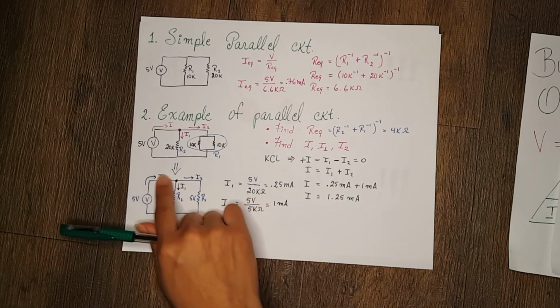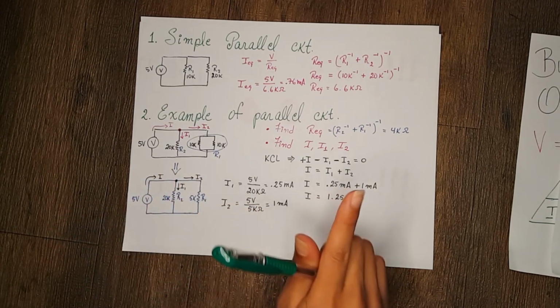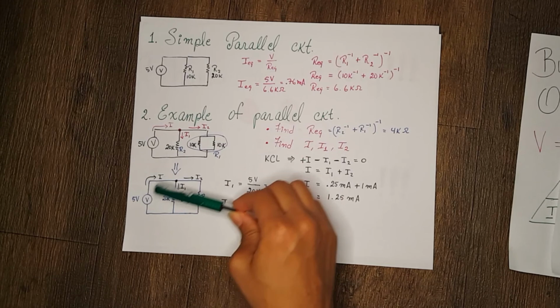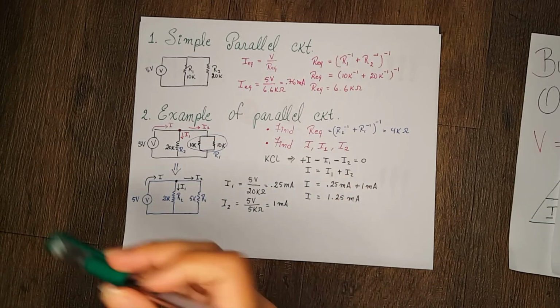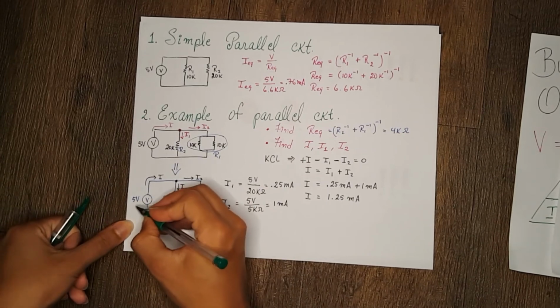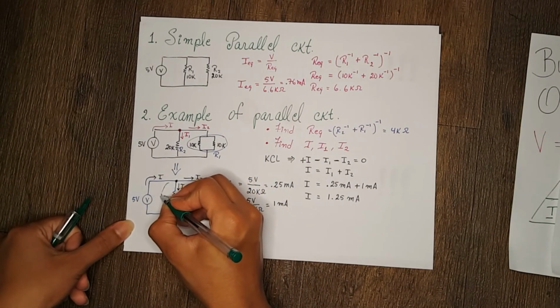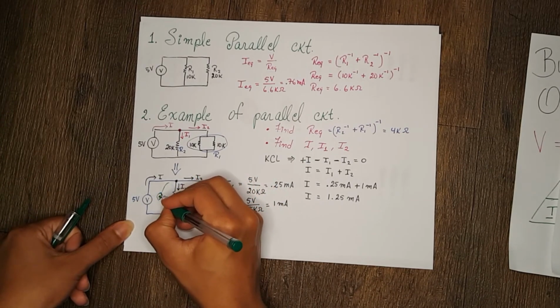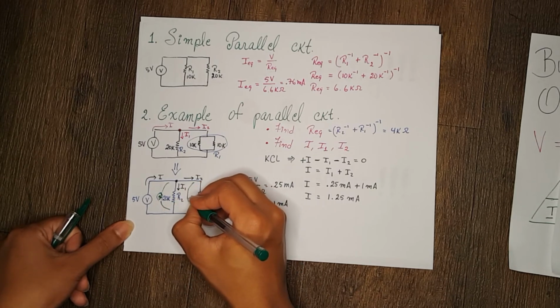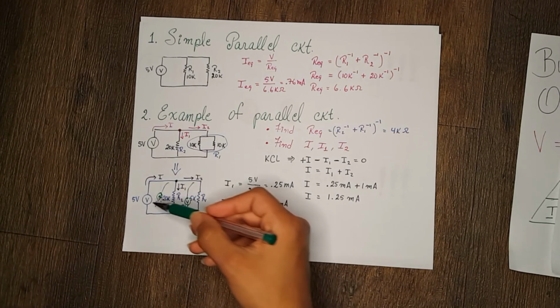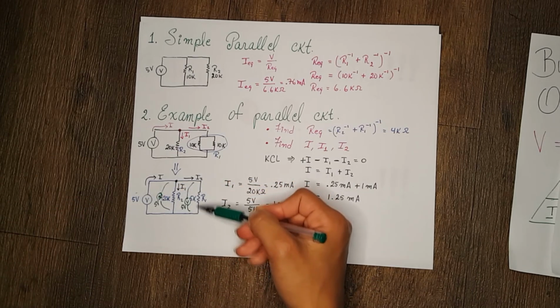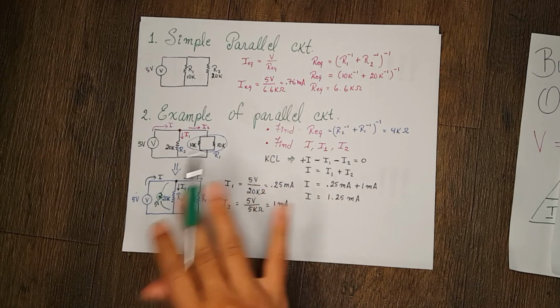So now we can find our currents. But there's also one more thing that you should know, and that is that the voltage across elements in parallel is the same. So this is 5 volts, this is also 5 volts. And the voltage drop across here is also 5 volts. So now that we know voltage and we have resistance, we can find the current going through each branch.